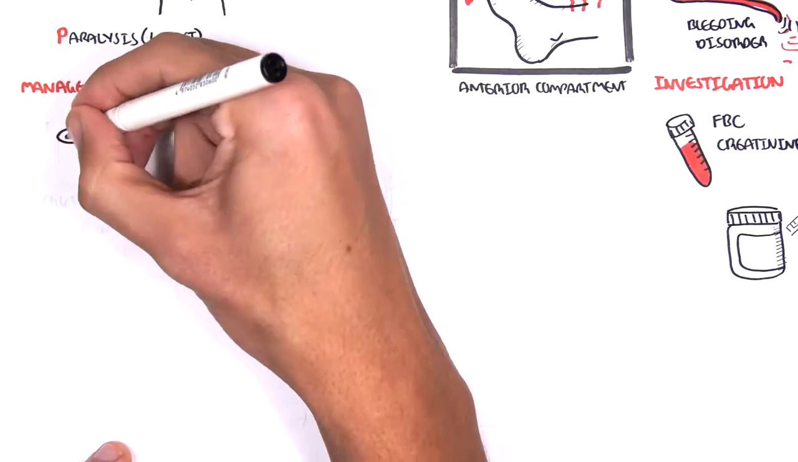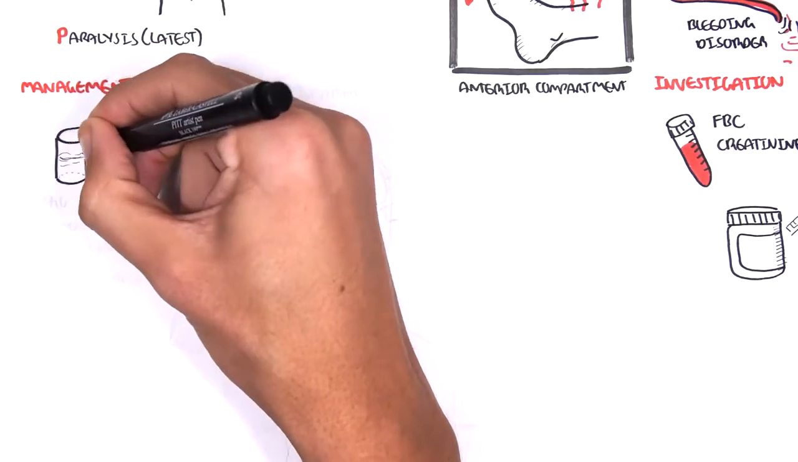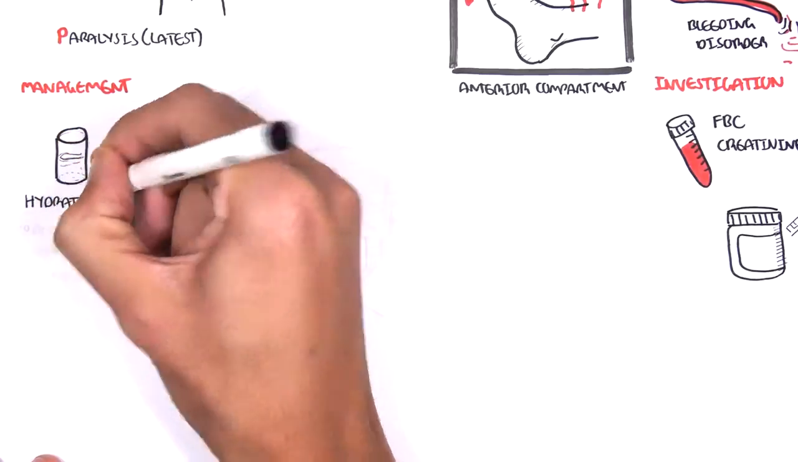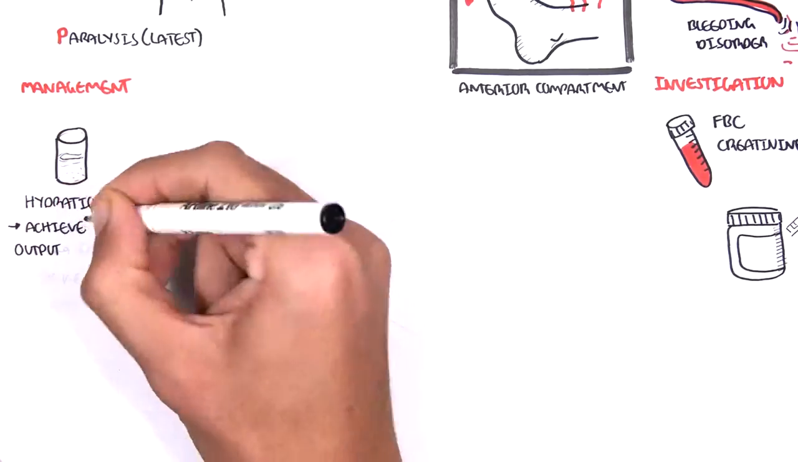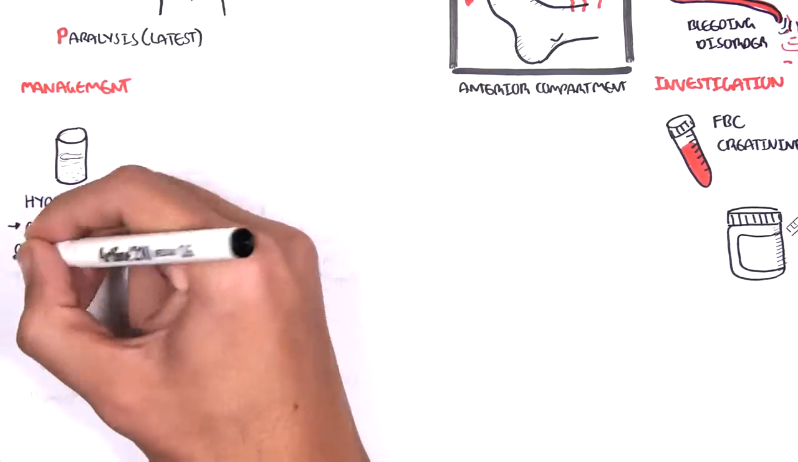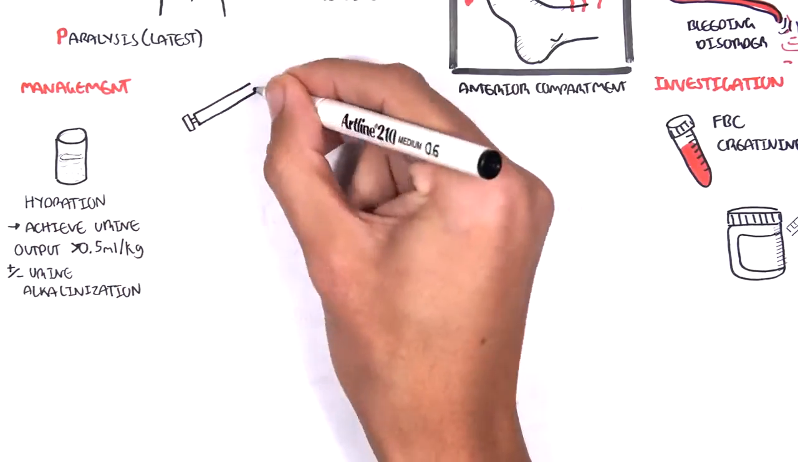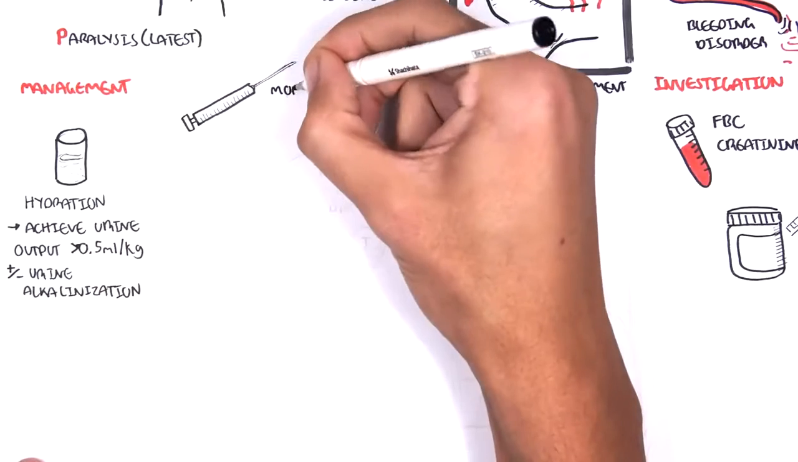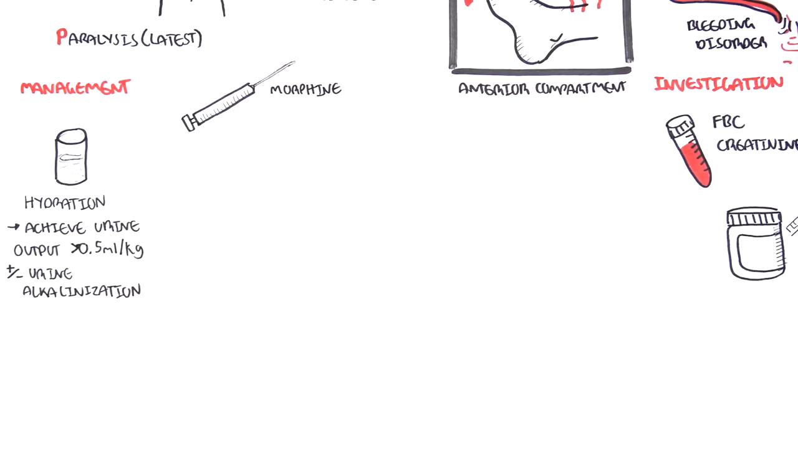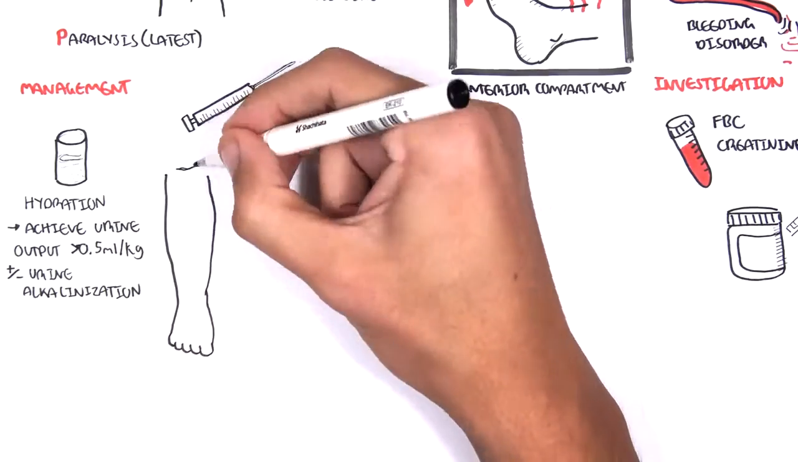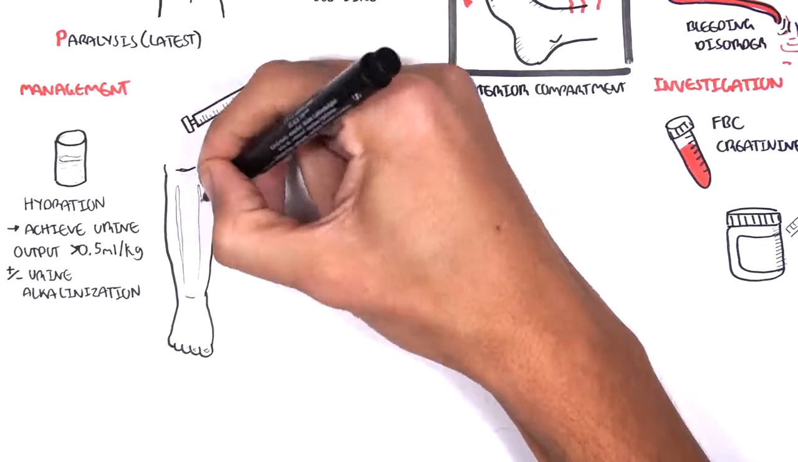It can be conservative if not too serious and is improving. It is important to hydrate and achieve urine output for adults greater than 0.5 milliliters per kilogram per hour, plus or minus urine alkalization. The problem is that elevated creatine kinase and myoglobin is actually toxic to the nephron, to the kidneys, and so you want to flush it out. Morphine is also important for pain relief. But the main form of treatment is surgery, which is a fasciotomy.